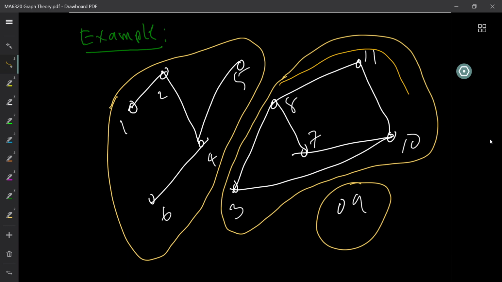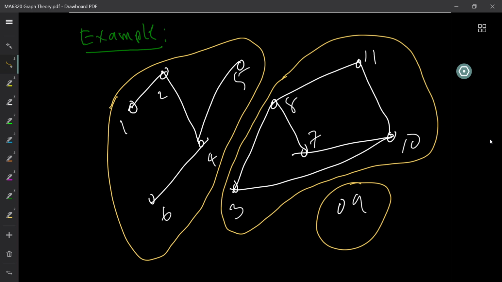Now this part is of course connected, but it is not a component, right? Because 8 to 7, 7 to 10, 10 to 11, 11 to 8, all these are reachable, right? 8 to 10 or 7 to 11. I know there is a walk between any pair of them, but it is not a component, because it is not obtained as an equivalence class under this relation in the graph, right?